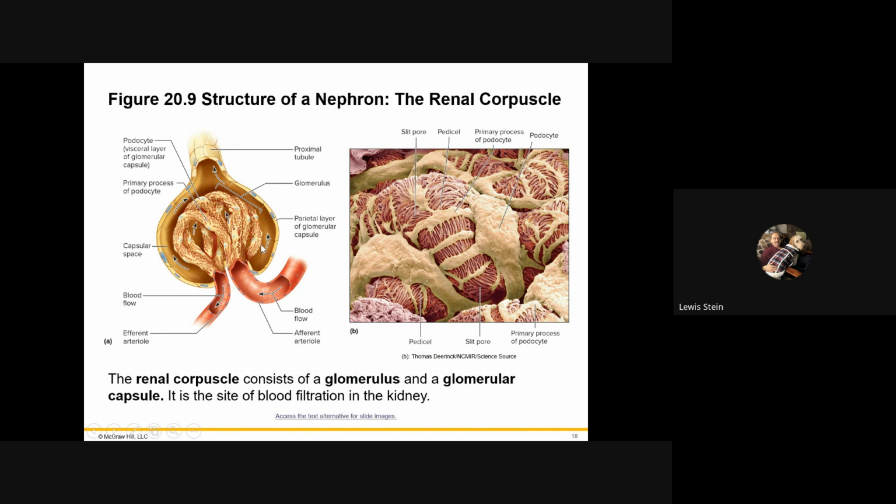This is the capsule or the capsular space. Again, this is the start of the funnel. I know it looks like it's upside down, but they're doing that on purpose. The afferent or incoming arteriole is always wider. The efferent arteriole is always more narrow.